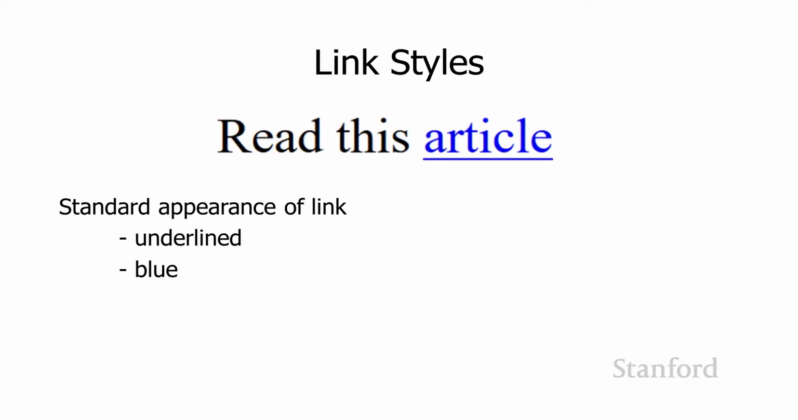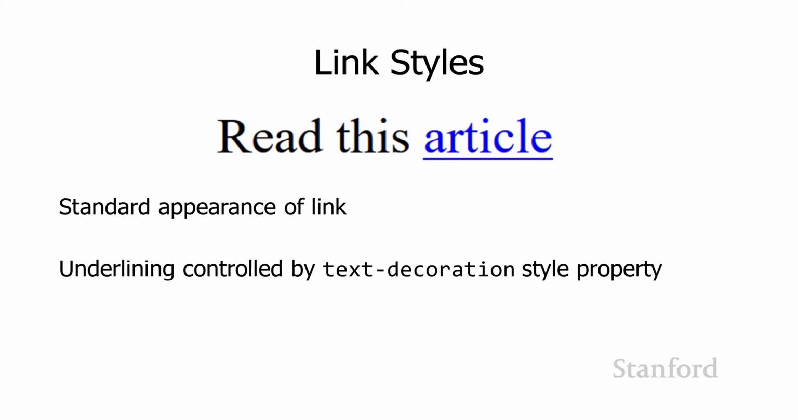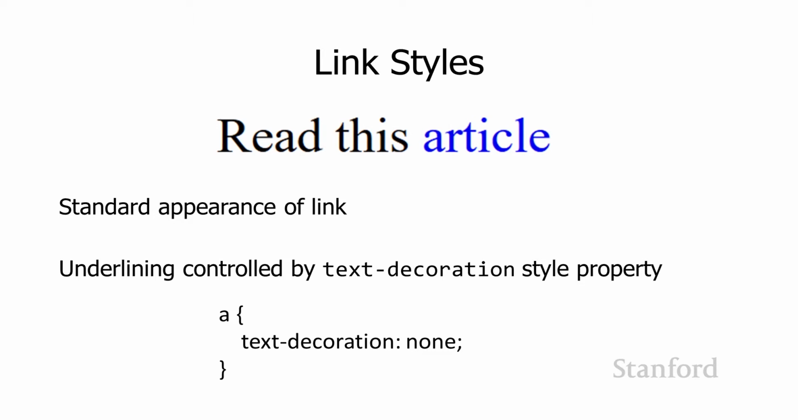So you've all probably seen a link that looks like this. This is the standard appearance of a link. It's underlined and it's blue. So let's first take care of that underline. If you want to play around with the underline, that's actually controlled by the text decoration style property. And you can get rid of it by setting text decoration to none. So here I've got a rule that says, hey, all anchors, and remember, these are being created by a href, so that's an anchor tag, all anchors turn the text decoration off.